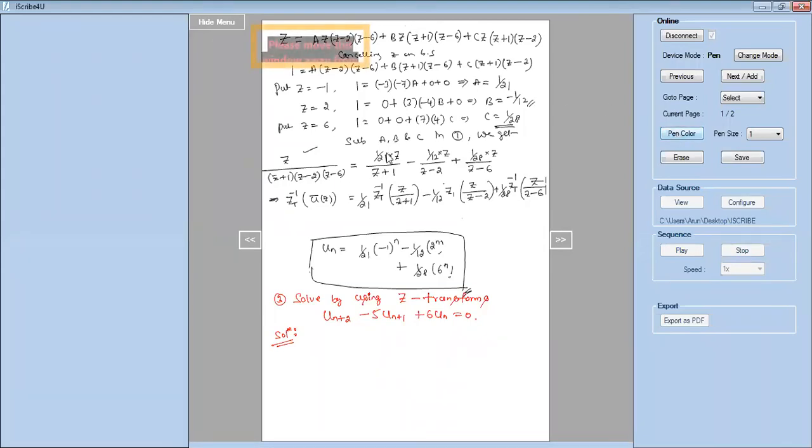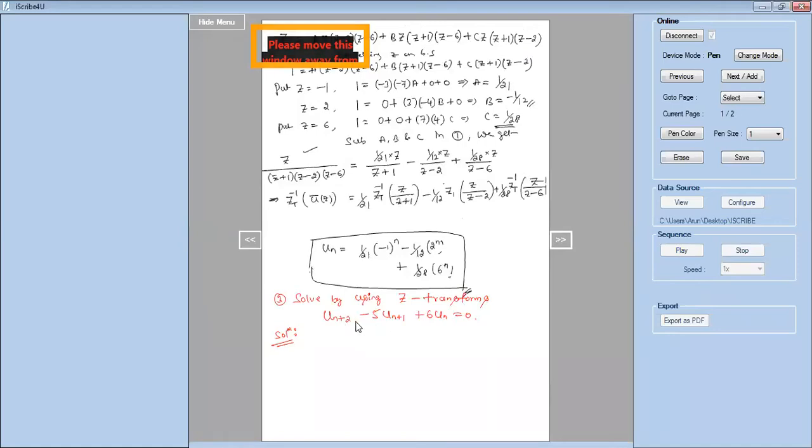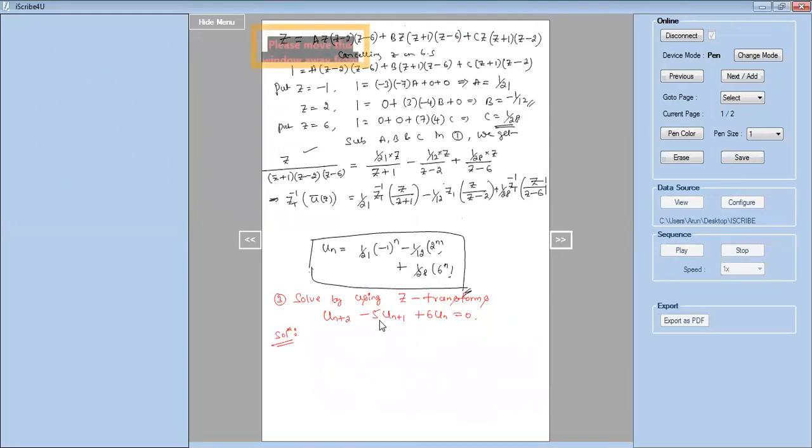Now, what is the difference between the last two problems and this? In the last two problems, they have given conditions u0 and u1. They have given the values for u0, u1. But remember, guys, in this problem, the initial conditions are not given. Means you have to find a general solution. That means when you apply this formula, this u0 and u1 will remain as they are. So let us find the general solution of this difference equation using Z. Procedure is common, but initial conditions are not there. That's all.